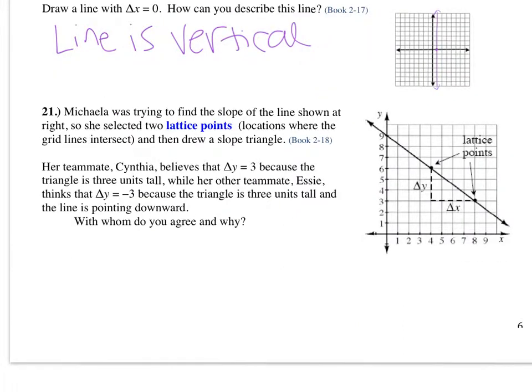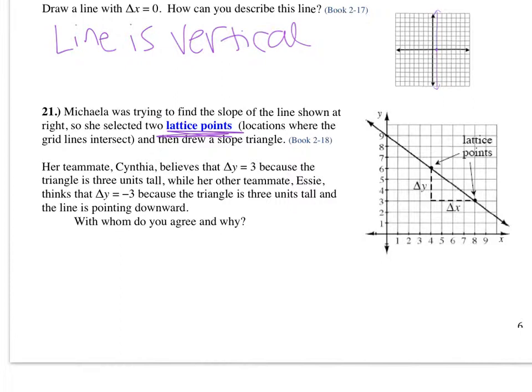In number 21, Michaela was trying to find the slope of the line shown here at right, so she has selected 2 lattice points. Those are locations where the grid lines intersect. You will hear us talk about that in this class. And then she drew a slope triangle. Her teammate, Cynthia, believes that the change in y is 3 because the triangle is 3 units tall, while her other teammate, Essie, thinks that the change in y is -3 because the triangle is 3 units tall and the line is pointing downward. With whom do you agree and why?